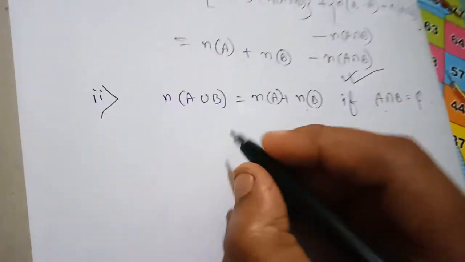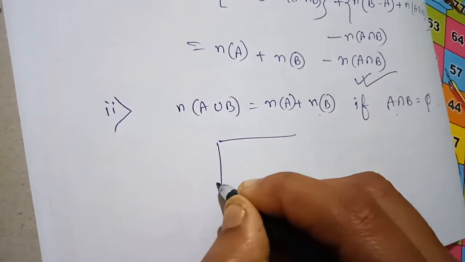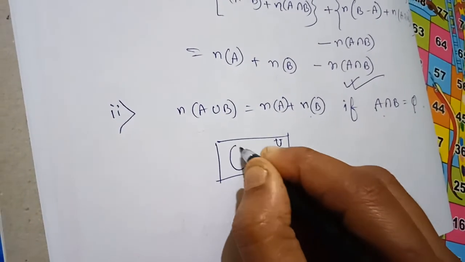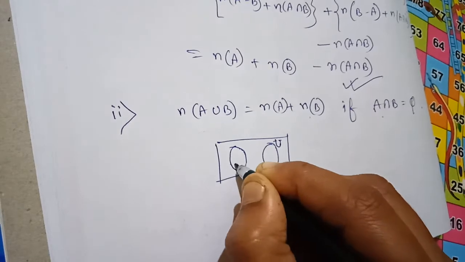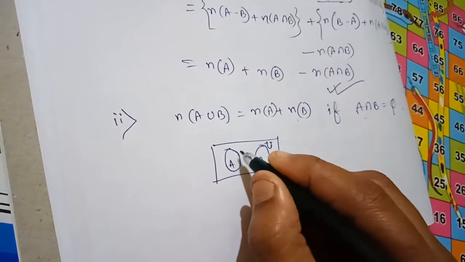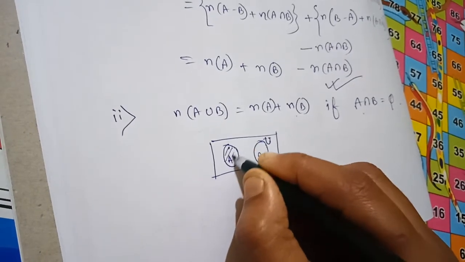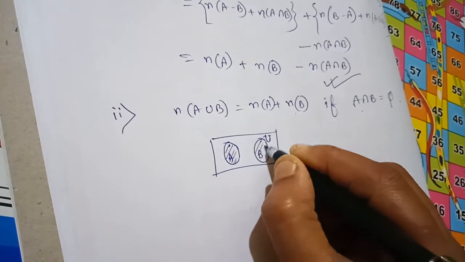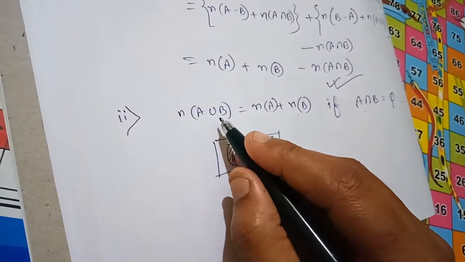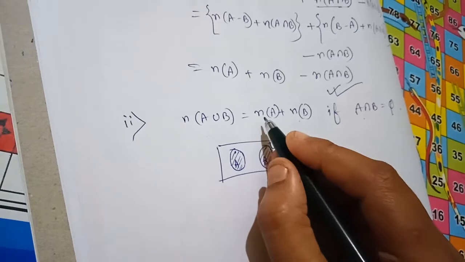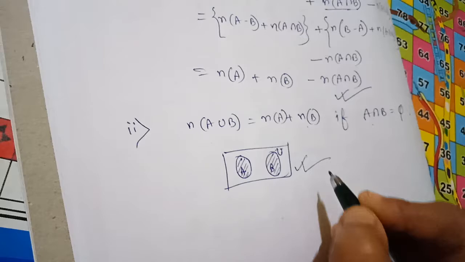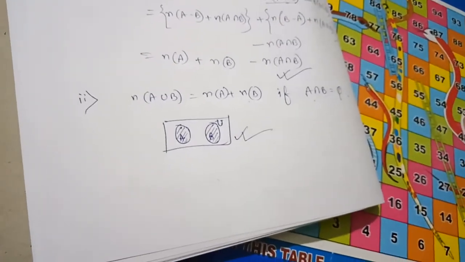Now you can prove it by Venn diagram also. How? Suppose this is U, the universal set, and A and B. They both are disjoint. They don't have any common element. That means it is quite obvious. A union B means this part and this part. So obviously the number of elements in A union B is equal to the number of elements in A plus the number of elements in B. It's actually very simple.